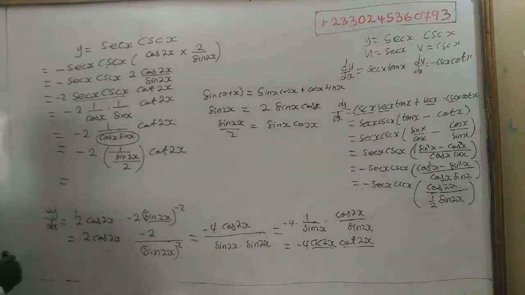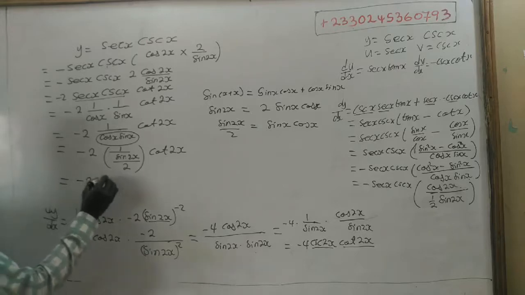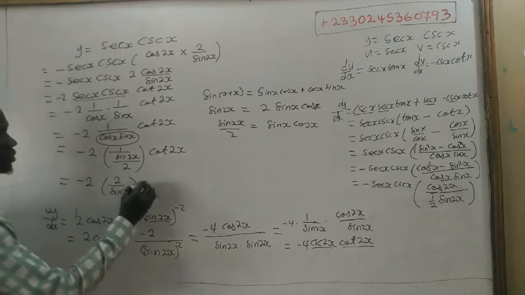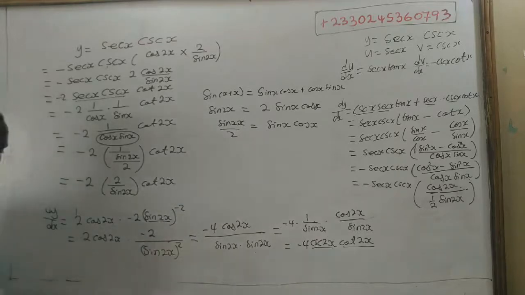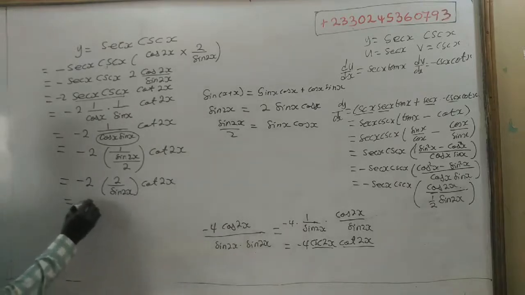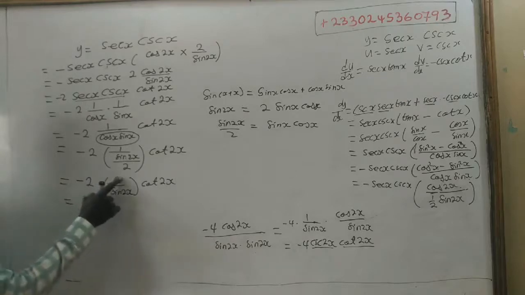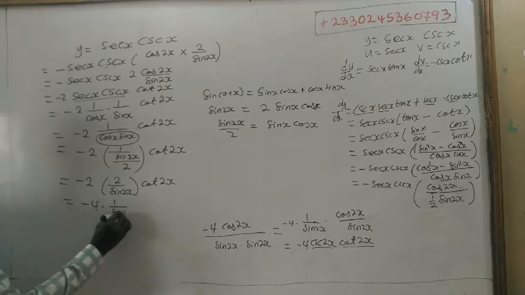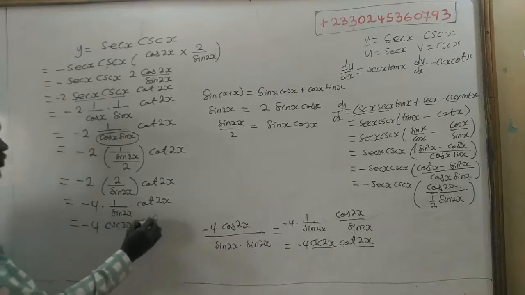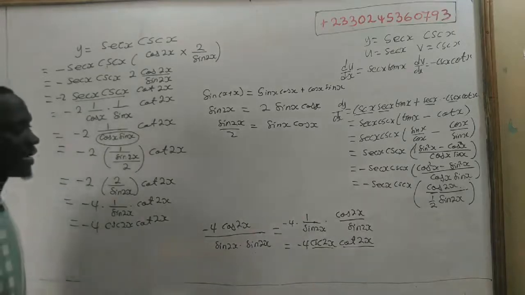Now, this will become what? This will become negative 2 times 2 divided by sine 2x, cotangent 2x. Wow. We are getting there. Almost. So here, this is the same as negative 4, that is this times this, dot 1 divided by sine 2x dot cotangent 2x. And we have minus 4 cosecant 2x cotangent 2x, as we have had before.